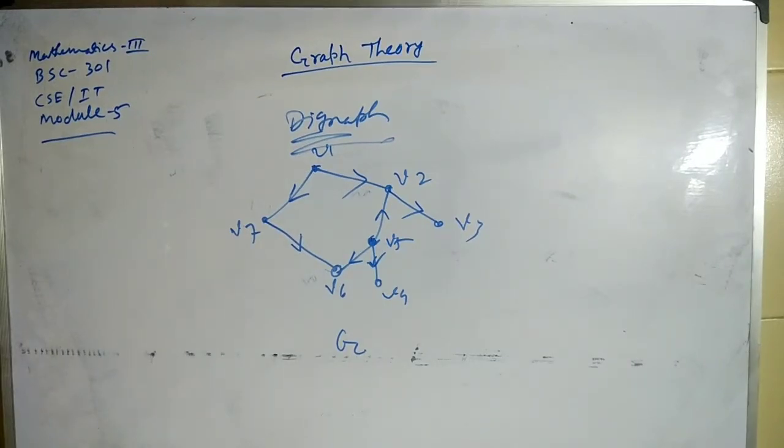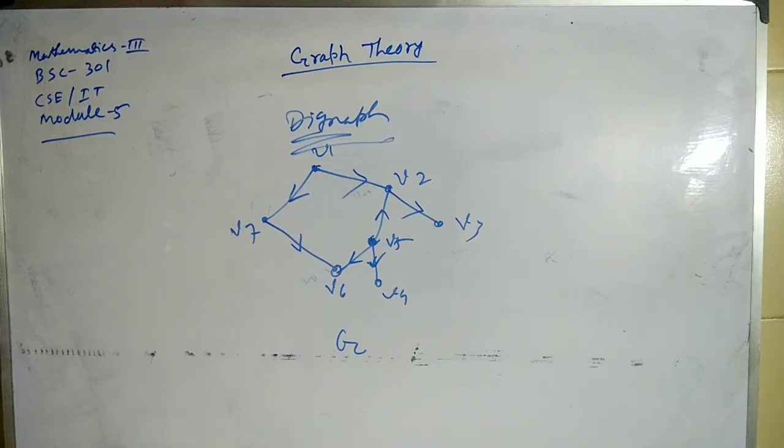If all the edges have some certain direction, then that graph is called a digraph. All the edges must have direction to be a digraph. Some edges having direction and some edges not having direction can't happen. Okay, so this is a digraph.